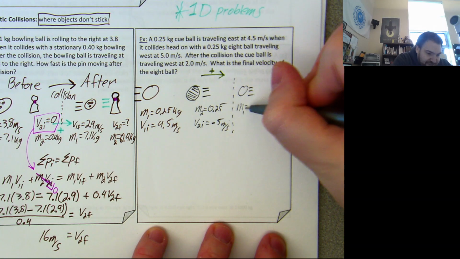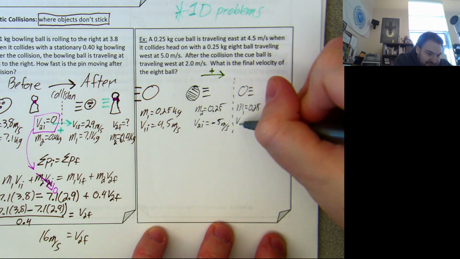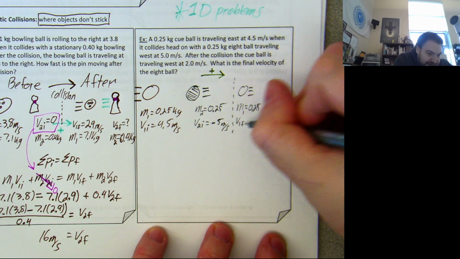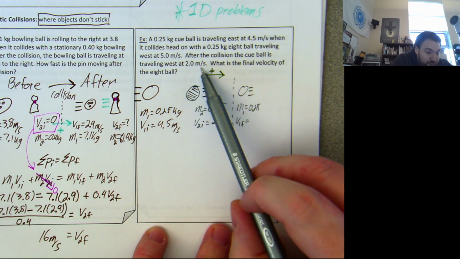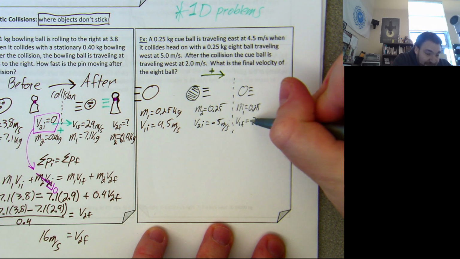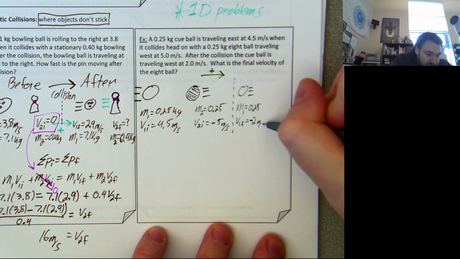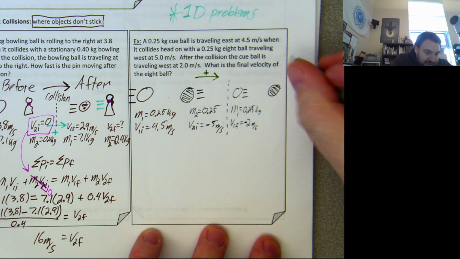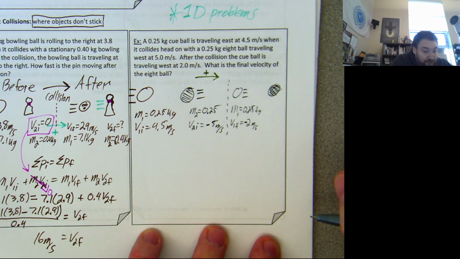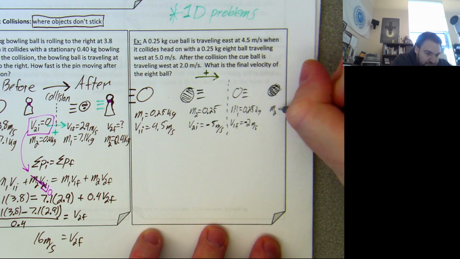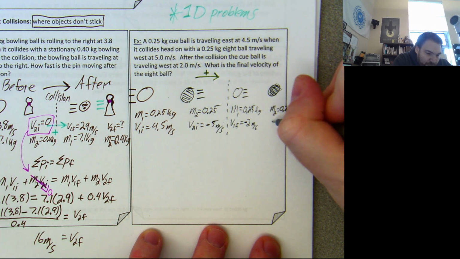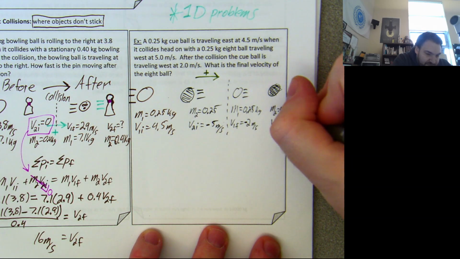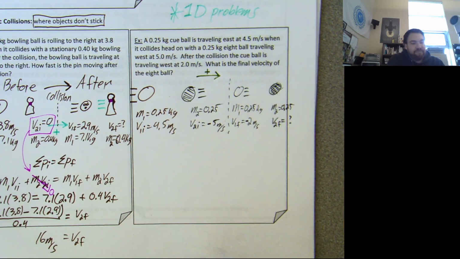Its mass presumably has not changed. Its velocity now, velocity of 1 finally, is the cue ball is traveling west at 2. So if this thing's going 2 to the west, I have to make it negative. And the 8 ball is now moving differently than it was before. Its mass, mass 2, is equal to 0.25. We want to know what the final velocity of the 8 ball was. So V2 final equals question mark.